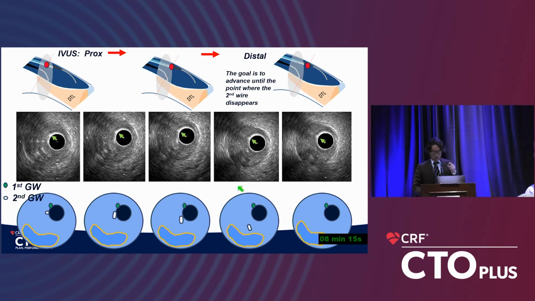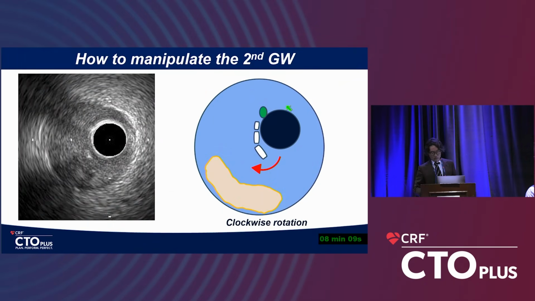And I will show more images. This is the second guide wire, the white one. The guide wire tip is at 6 o'clock, that's why the image of the second wire is like that. So we have to rotate clockwise a little bit and puncture.